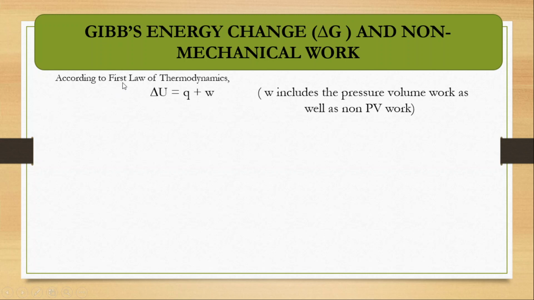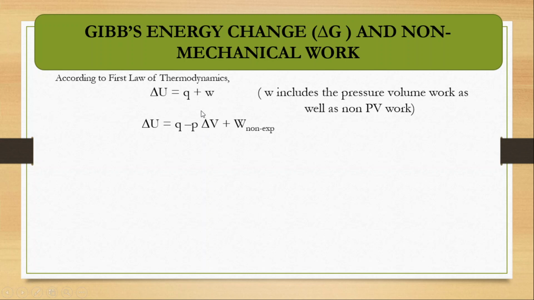According to the first law of thermodynamics, delta U is equal to Q plus W, where W includes pressure-volume work, and it is also called non-PV work. We can also write that as minus P delta V. We used to write W is equal to minus P delta V. So when we are writing work here, it includes minus P delta V, along with that some useful work is done, and that useful work is called non-expansion work or non-mechanical work. Is it clear? So whatever work we have written, it is P delta V. This work part is mechanical work or expansion work.